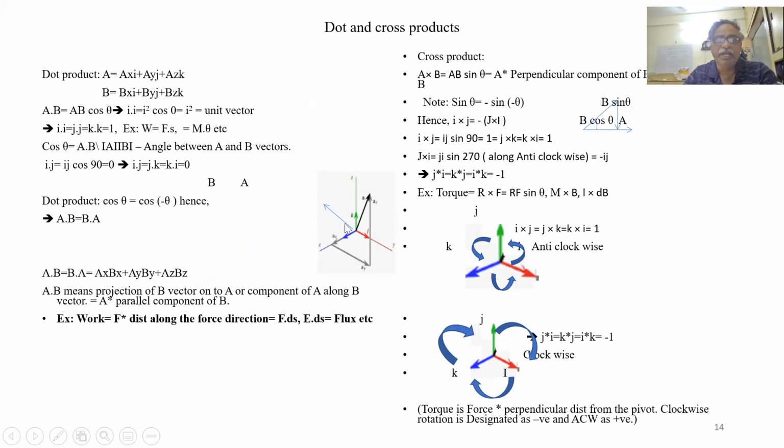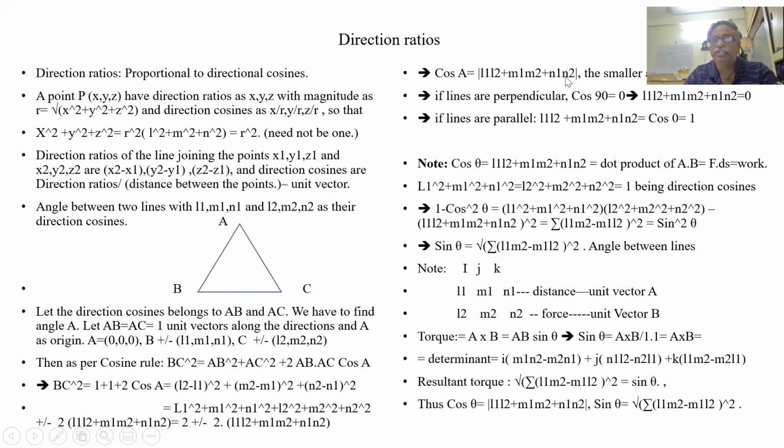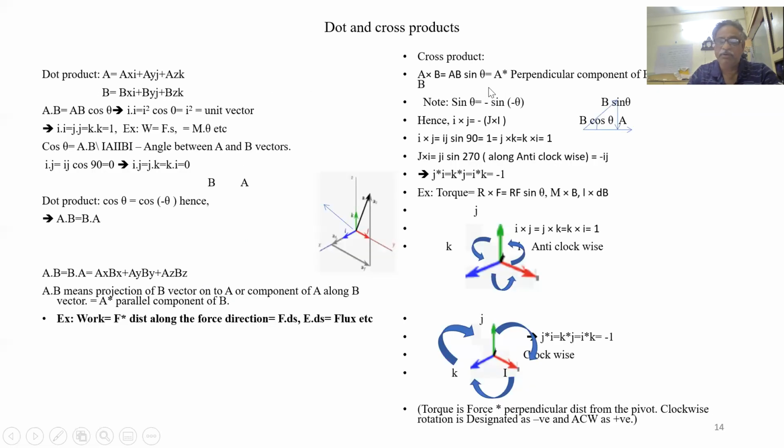So angle between A and B vectors, how will we find it out? A dot B by AB is cos theta. A dot B is nothing but AX BX plus AY BY plus AZ BZ, or if it is a unit vector, L1 L2, M1 M2 plus N1 N2, by R, which is 1 into 1. So in place of R, we are having A and B.